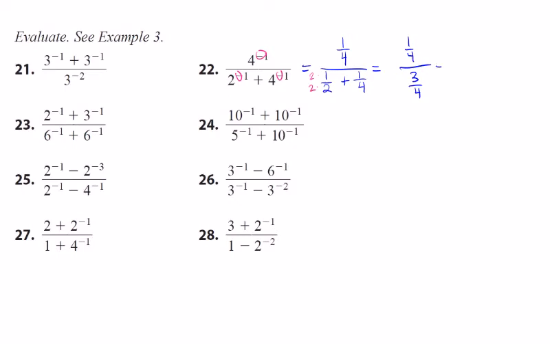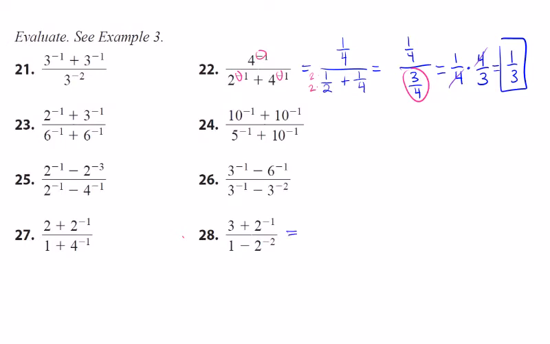And then when we divide fractions, we can multiply the numerator by the reciprocal of the denominator, right? So flip that guy and multiply, or change, flip. And so here 4's will cancel out, and we'll end up with 1/3. Okay. All right, let's take a look at 28.